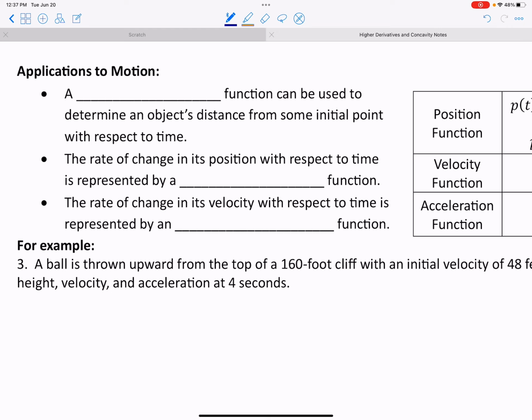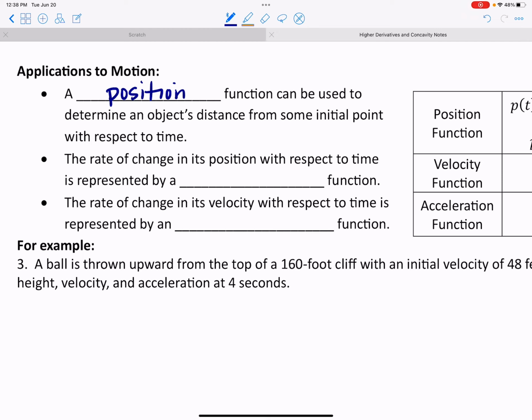There are 3 basic ways we describe the motion. So there's the position, like you're a car, you're at a light, and your light turns green, after 10 seconds, how far away are you? After an hour, how far away are you? What's the distance that you have traveled, or the position or distance you are from where you started? So we can use a position function to determine the object or the person's whatever distance from some initial point with respect to time.